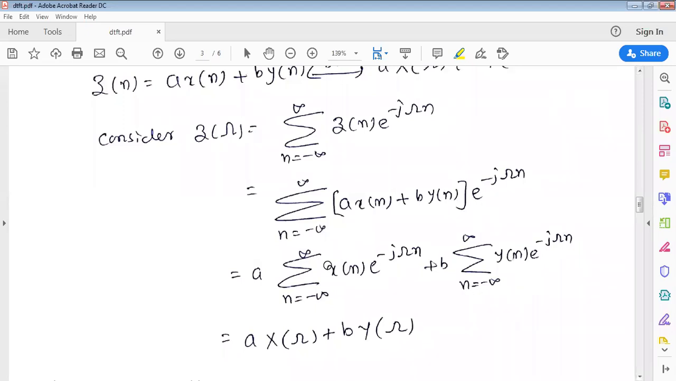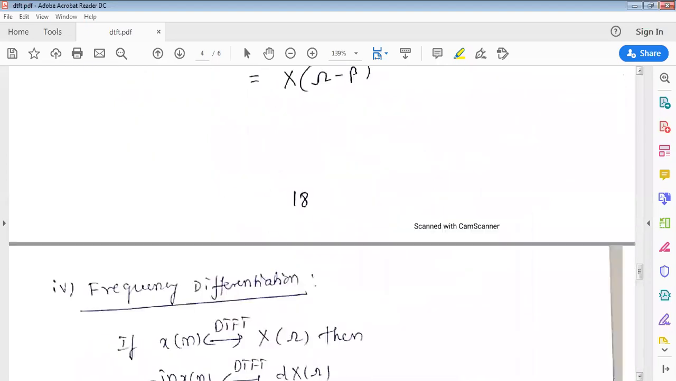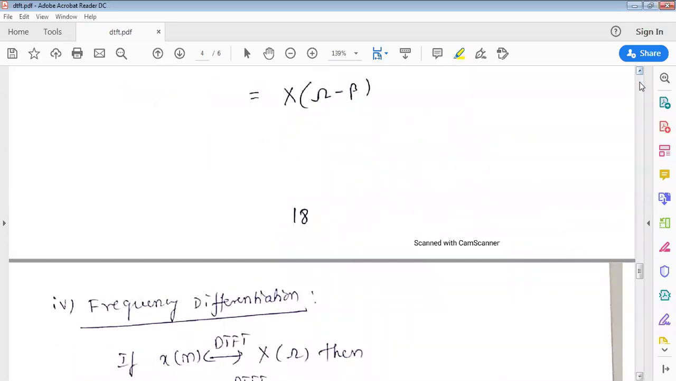This first quantity, whatever I've shown you here, x of n into e power minus j omega n, is nothing but x of j omega, that is x of omega. Similarly, the second quantity b into y of omega. Therefore, x of omega into a plus b into y of omega. Therefore, x of n translates to x of omega, y of n translates to y of omega. This proves the linearity property. You have proved it many times, so it will not be much of difficulty to you. Therefore, we go to the next property.